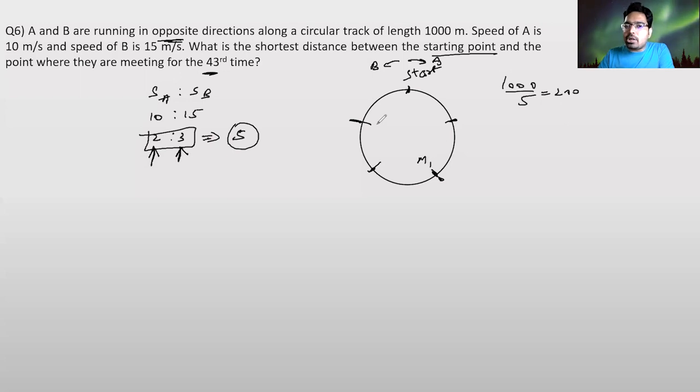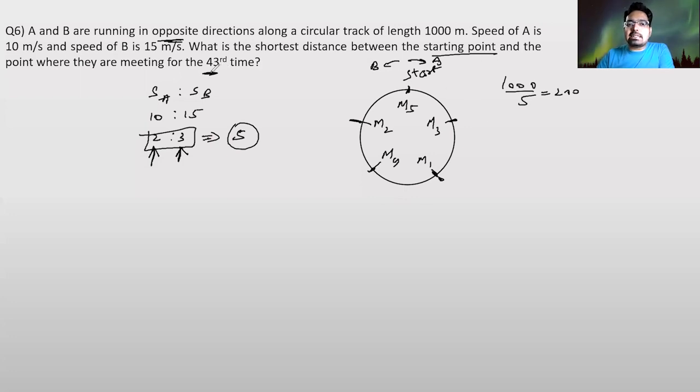Your second meeting point will be this point. Your third meeting point will again be 2 parts from here. So this will be the third meeting point. What will be the fourth meeting point? Again, 2 parts from this place. So M4 will be your fourth meeting point. And then take 2 parts from here. M5 will be the next meeting point, which will be the starting point. Now, after this, M1 will repeat once again, right? So this is how it is going to move in this entire circle.